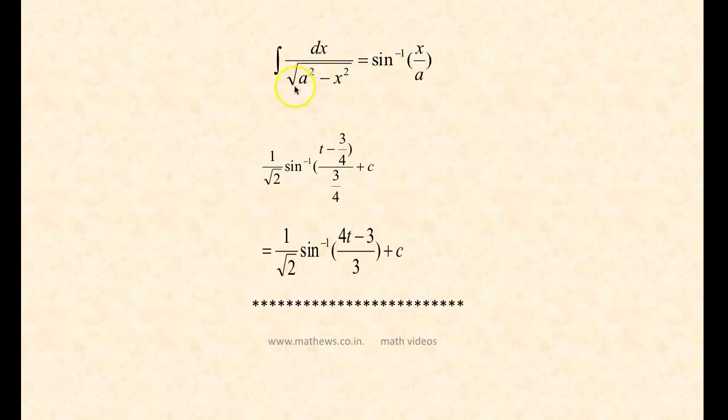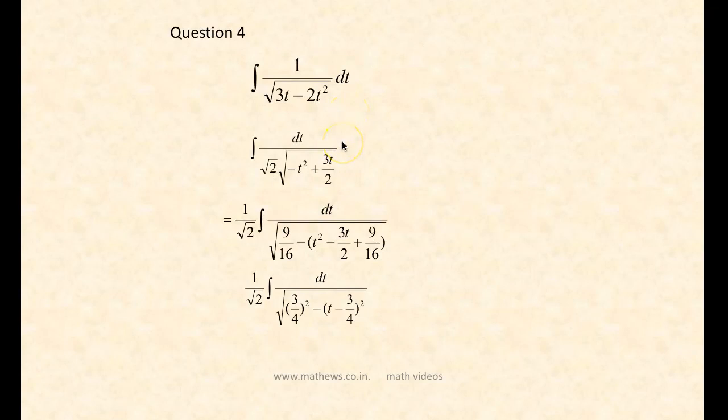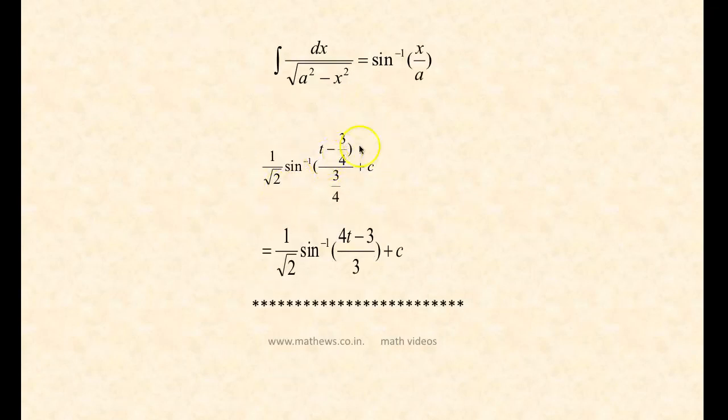Now integral dx by root a squared minus x squared is sine inverse x by a. So this becomes 1 by root 2 sine inverse t minus 3 by 4 by 3 by 4 plus c. Taking the LCM, you get 1 by root 2 sine inverse 4t minus 3 by 3 plus c, which is the required answer.